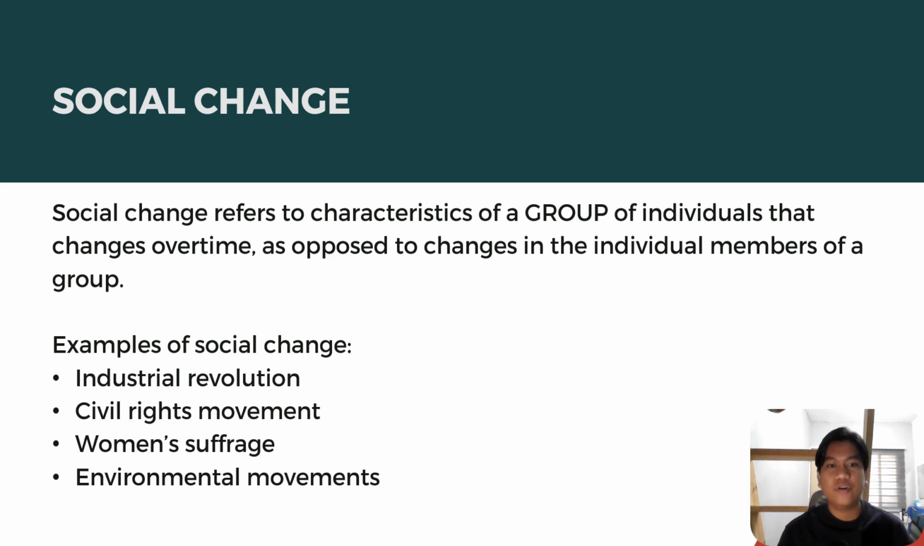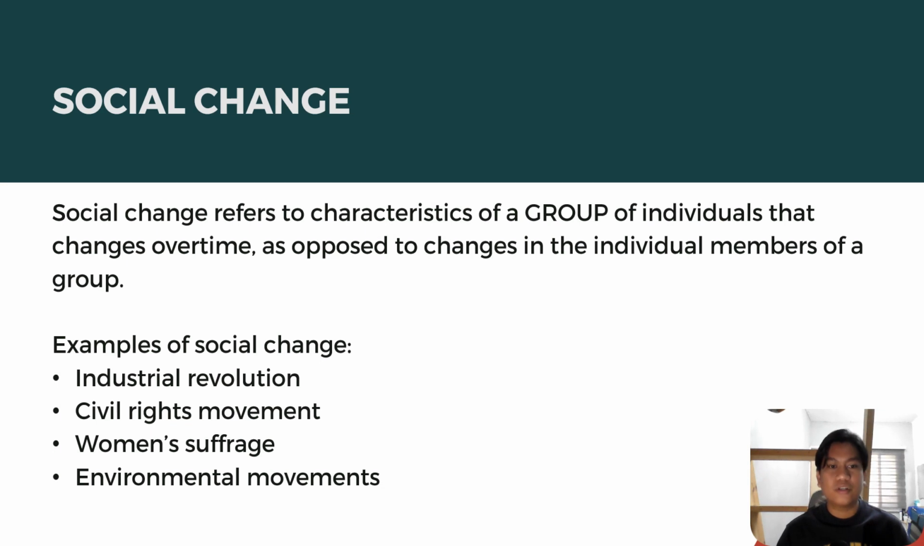Social change refers to characteristics of a group of individuals that changes over time, as opposed to changes in the individual members of a group. With this definition, it is clear to say that social change focuses on the changes that are happening in a group or community. The process of reestablishing institutions and social structures that lead to a shift in culture is referred to as social change. It includes changes to social structures, cultural symbols, norms of behavior, and value systems.